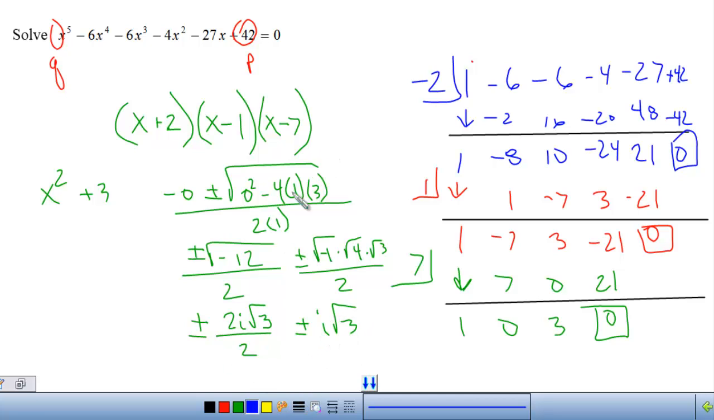So as I write the remaining 2 factors here, I have x plus i radical 3 and x minus i radical 3. And these would be all the factors of that polynomial. So I have 3 real roots, 2 complex.